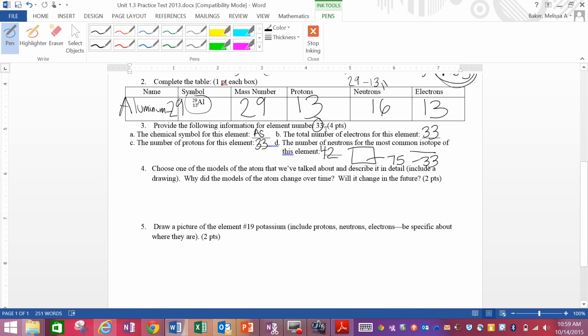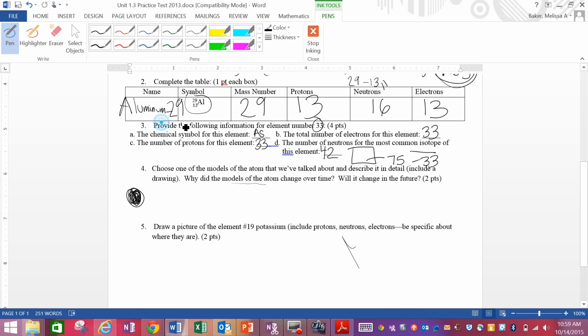Number 4, choose one of the models of the atom that we've talked about and describe it in detail. Why did the models change over time? Will it change in the future? Just as a little recap, they used to think that atoms were just shrunken down billiard balls. They called it the billiard ball model. They said there's no charges. They're just small, dense pieces of matter.